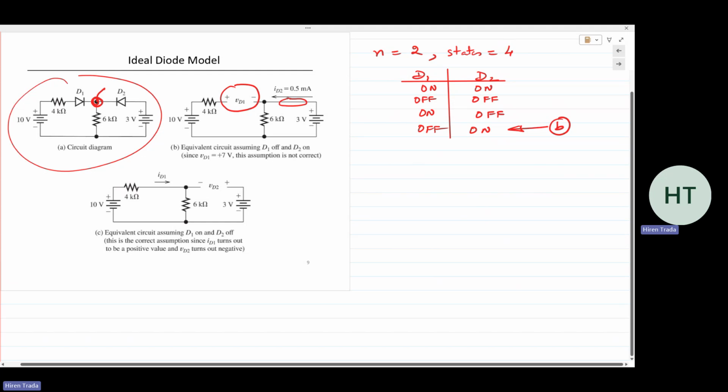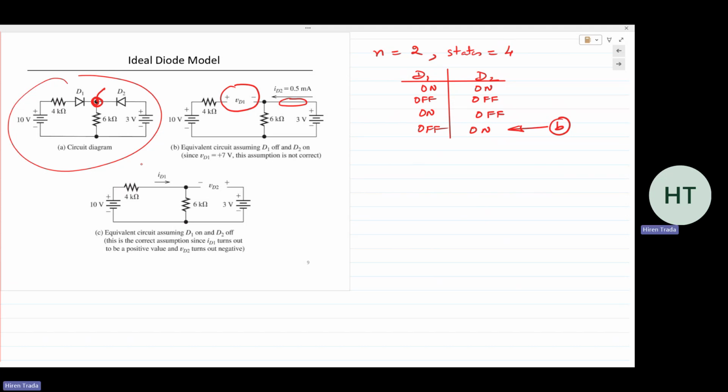The circuit has now changed. So I need to prove that VD1 is negative. Remember, diode voltage is always measured with positive at the anode and negative at the cathode. So I need to prove VD1 is negative, and I need to prove ID2 is greater than 0, a positive number. You all with me so far?